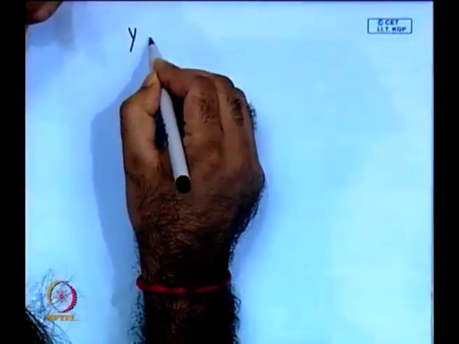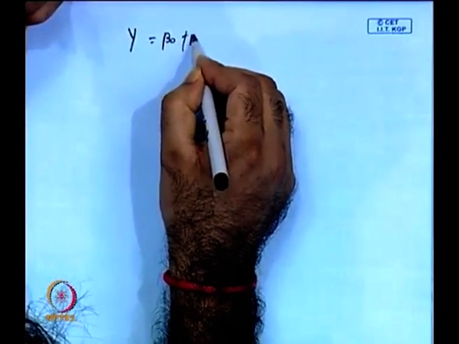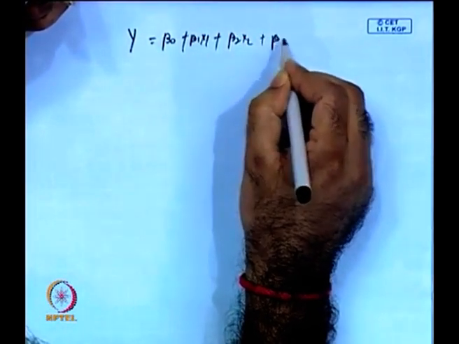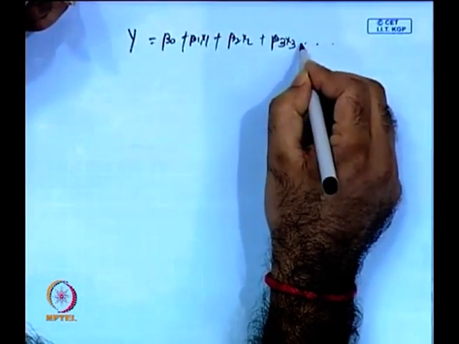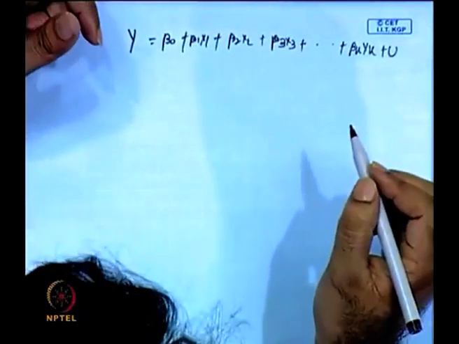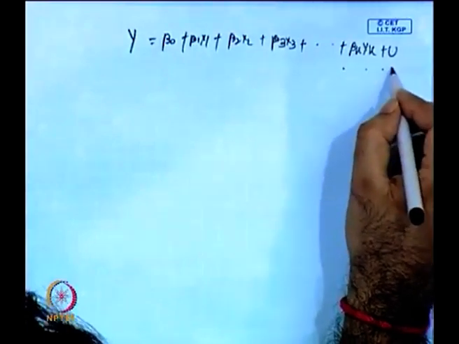As usual, the way we have discussed in the case of the bivariate and trivariate setups, the following setup can also be applied here to get this estimated model. So what is the exact structure here? The exact structure is that we have y equal to beta 0 plus beta 1 x 1 plus beta 2 x 2 plus beta 3 x 3 plus up to beta k x k plus u. Now this is called the true regression model.